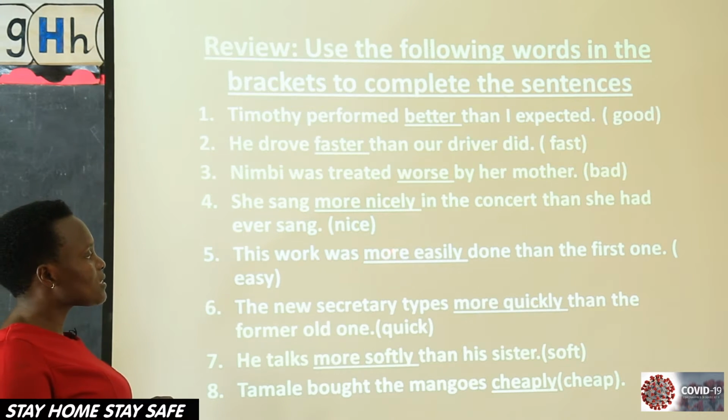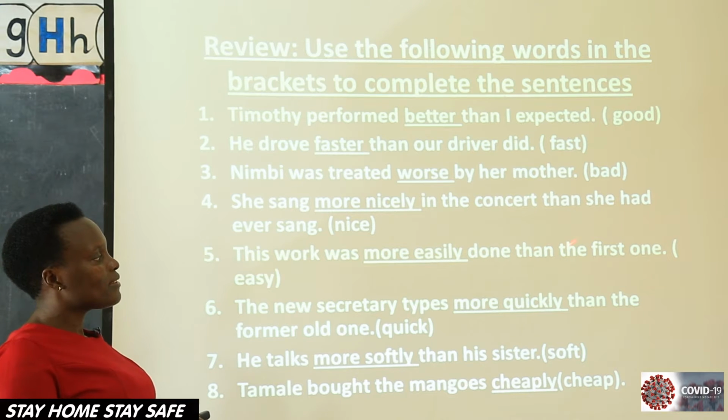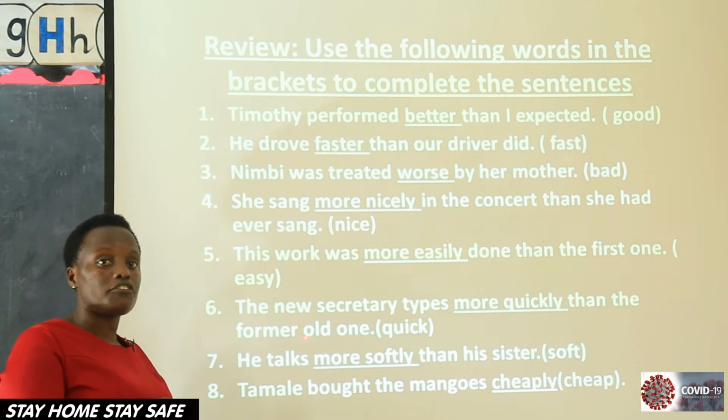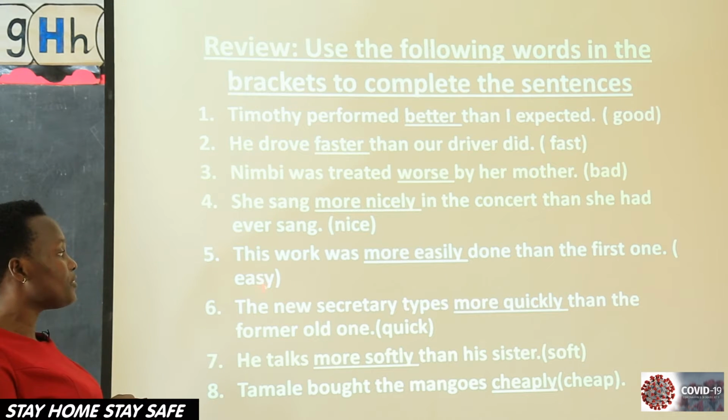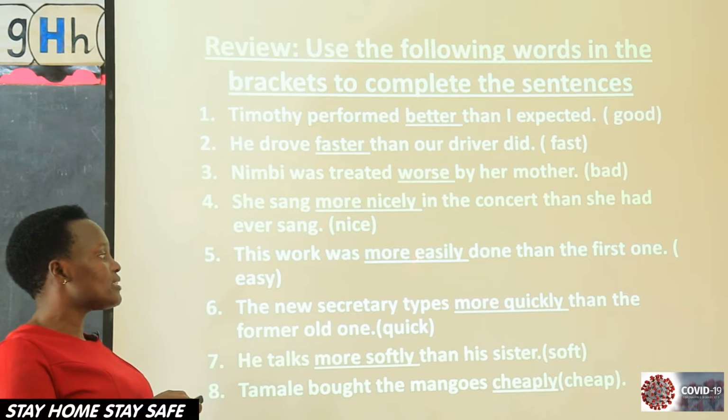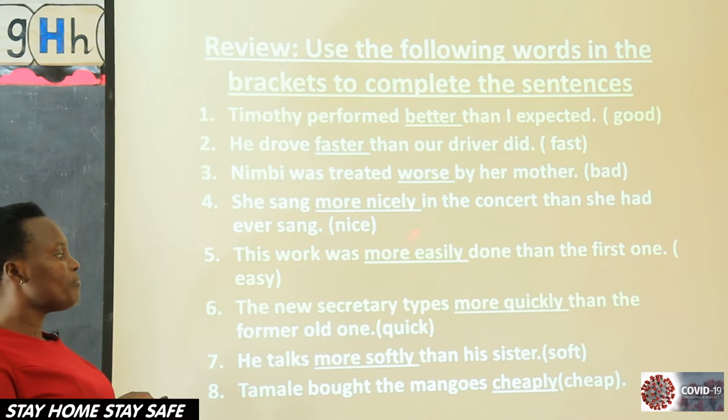This work was more easily done than the first one. Easy. So easy is an adjective. First of all, we have to change this adjective easy to an adverb easily. Then from the adverb easily, we use the comparative more easily.